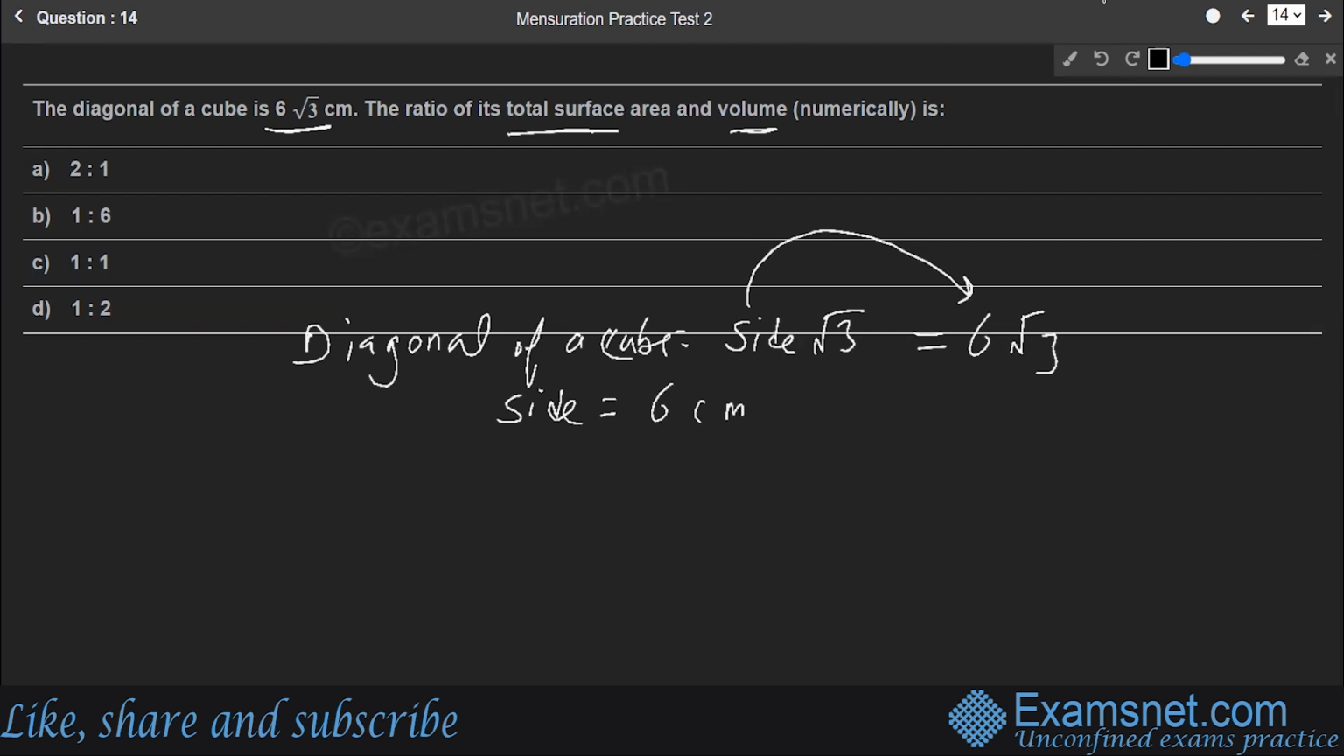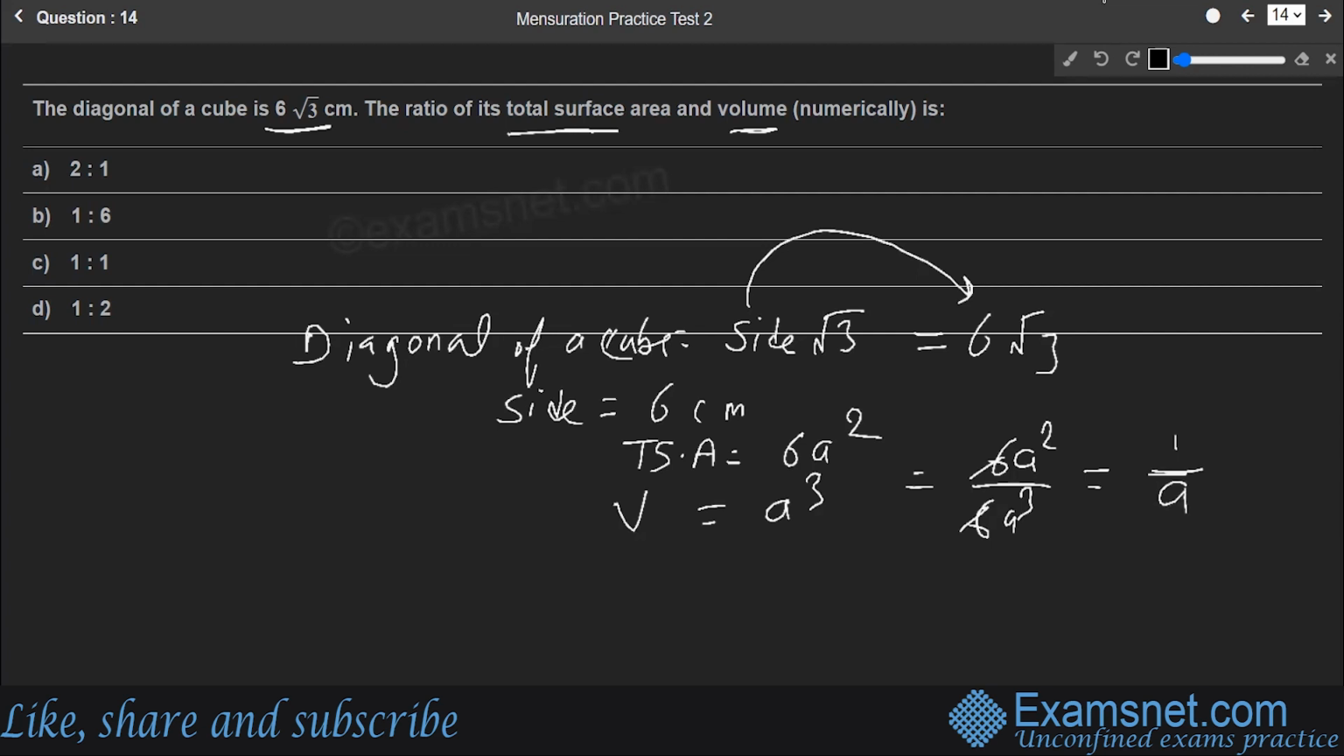Now he wants us to calculate the ratio of its total surface area to volume. So let us create the ratio first. Total surface area of the cube is given as 6a square, that is 6 into side square. Volume is given by a cube. So the ratio will be simply 6a square divided by a cube. Now if we solve this further, then the 6 and 6 get cancelled and we are left out with 1 upon a.